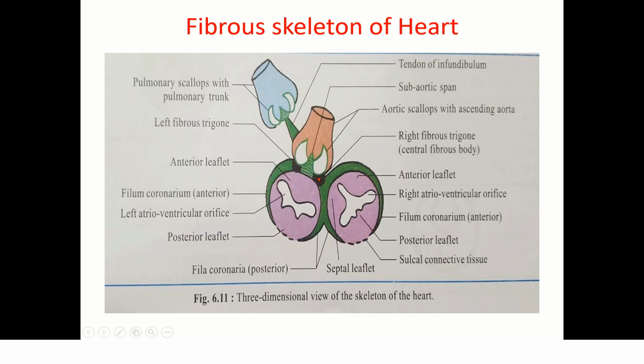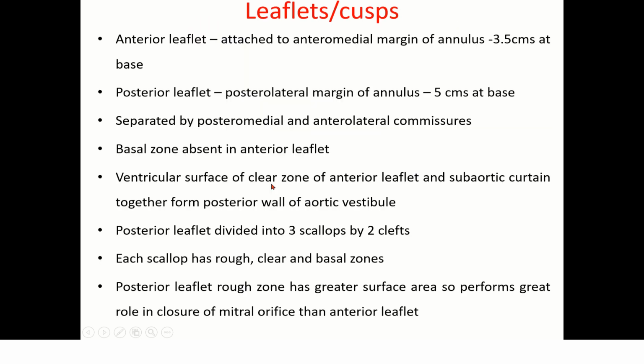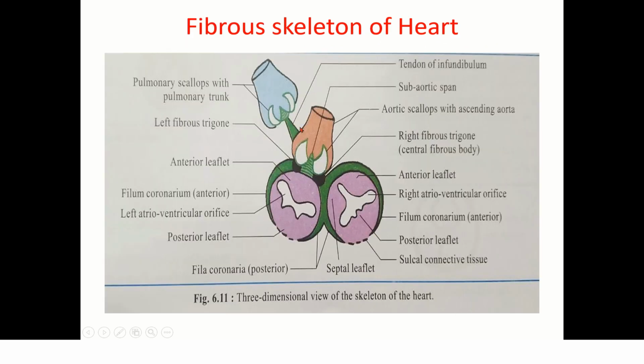See here, this is the right fibrous trigone, this is the left fibrous trigone. This is the anterior and posterior fila coronaria. So this is the anterior leaflet and this is the posterior leaflet. And you can also see this is the subaortic curtain, which is continuous with the anterior leaflet. These two together separate the inflow and outflow tract of the left ventricle. You can also see here this is the tendon of the infundibulum connecting the pulmonary orifice with the aortic orifice.